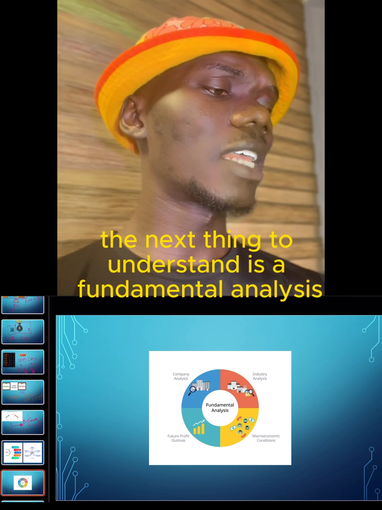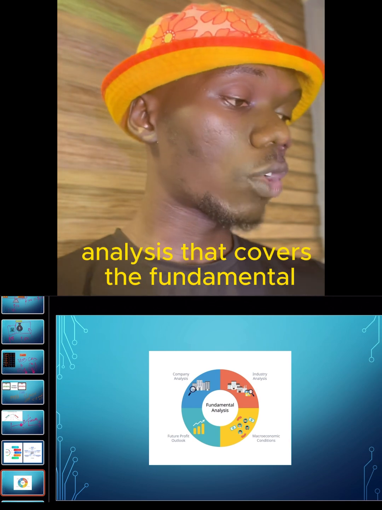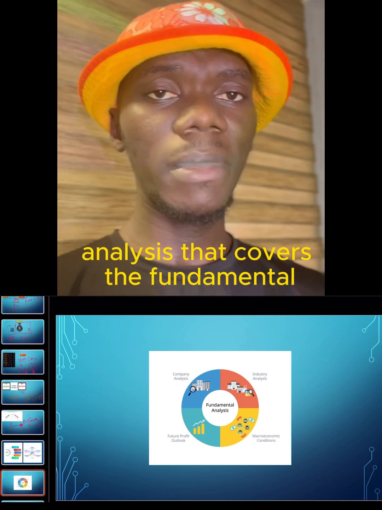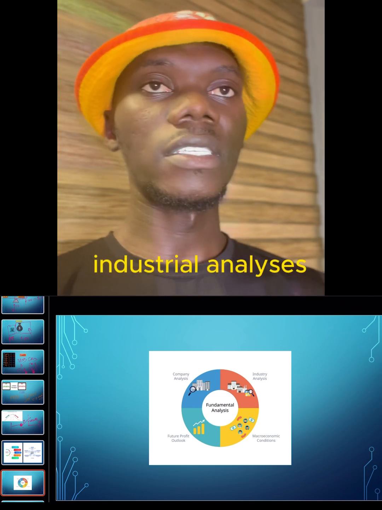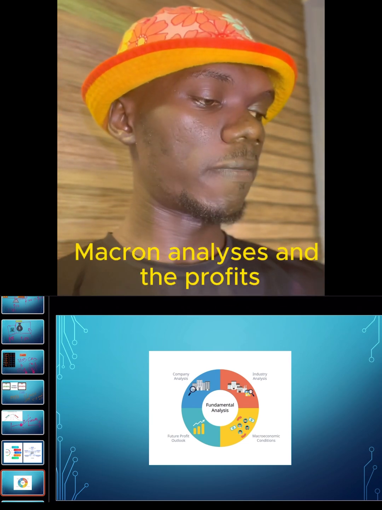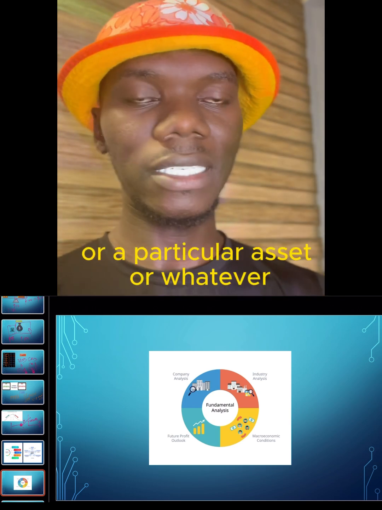So the next thing to understand is the fundamental analysis. What is fundamental analysis? These are analyses that cover the fundamentals or the basis of the market, which are the company analysis, industry analysis, macro analysis, and the profit future outlook of a particular company or a particular asset or whatever.